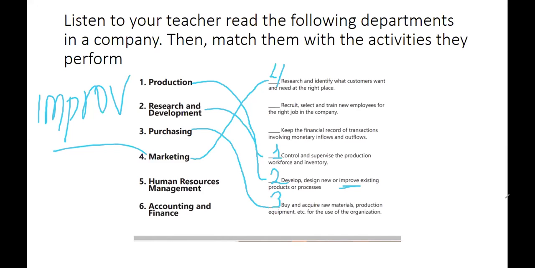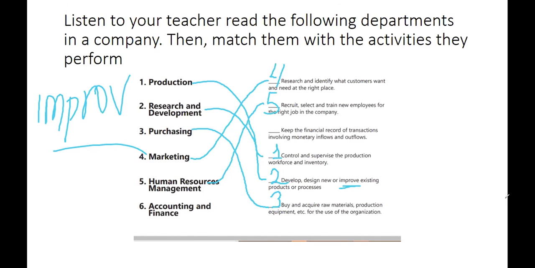Okay. Human resources management is to recruit, select, and train new employees for the right job in the company. Very good. And number six, Abel.